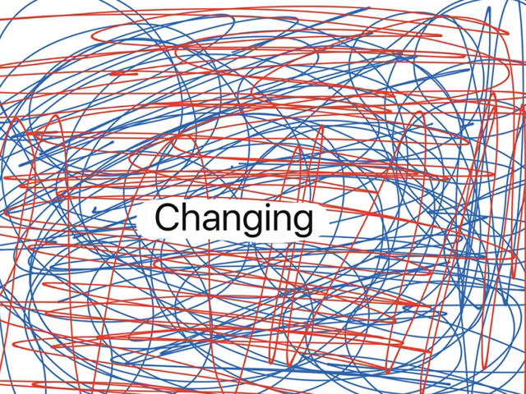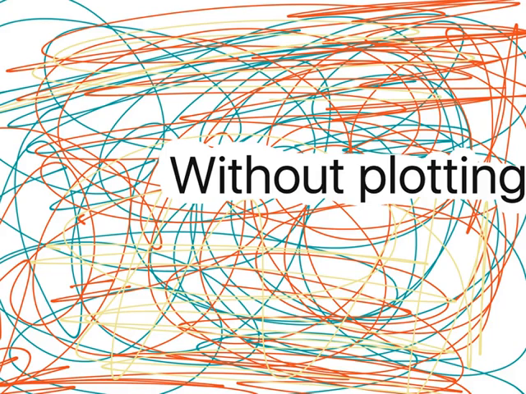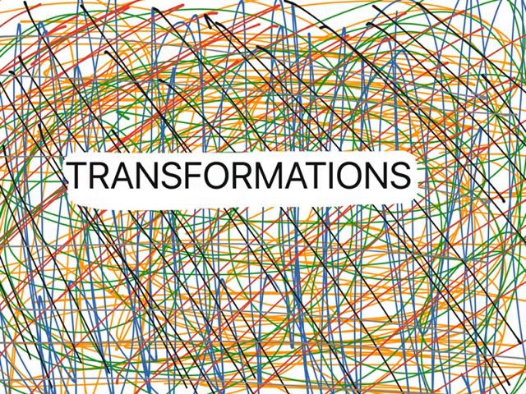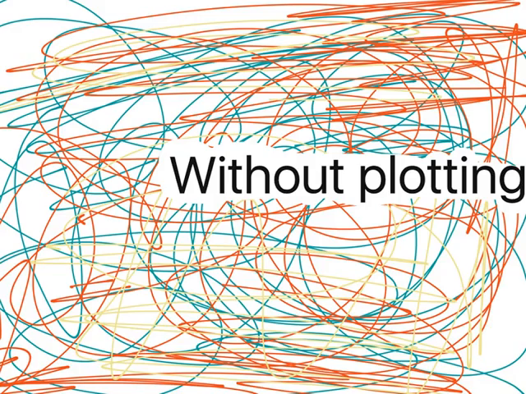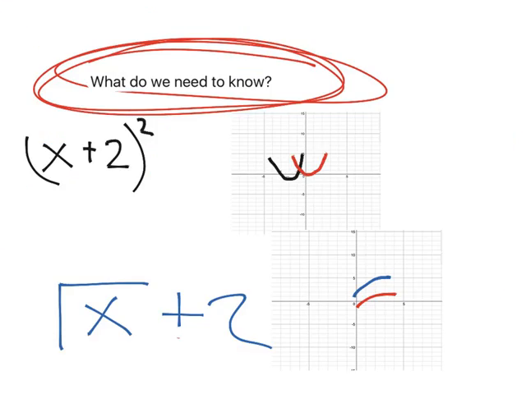Transformation is changing the graph without plotting. There exist 6 types of transformation. What do we need to know?